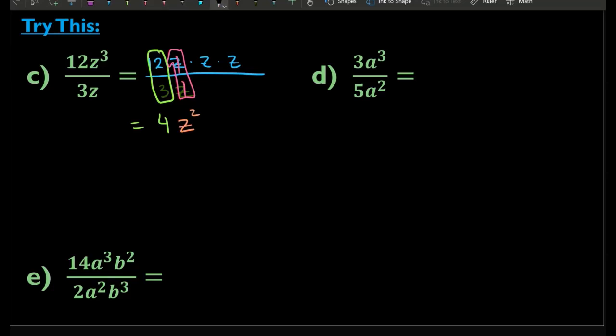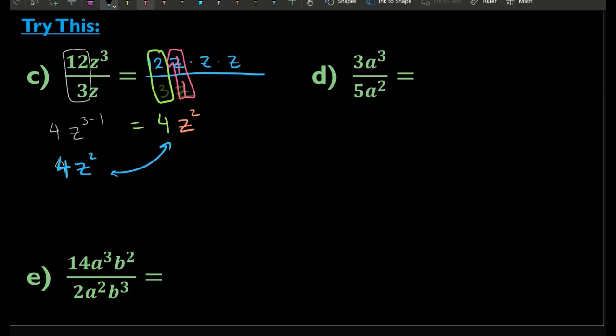Okay, I can start right from the beginning. 12 divided by 3 is 4. z to the third power minus 1 would be 4 z to the second power, which is still matching with our answer.